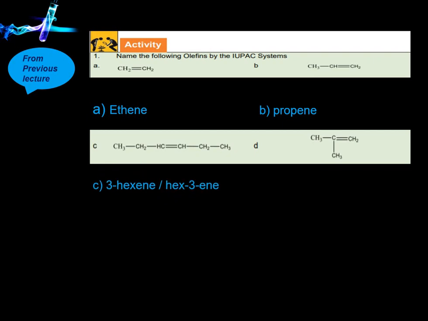Next one is 3-hexene. You can see numbering can be started from this point 1, 2 and 3. This is third carbon atom. So we can call it 3-hexene, or otherwise you can write it, both of the writing forms will be correct. You can write it as hex-3-ene as well. Hex stands for 6 carbon, 3 for the position of double bond, and ene stands for double bond. The next compound is this one, and name of the compound is 2-methyl-propene.